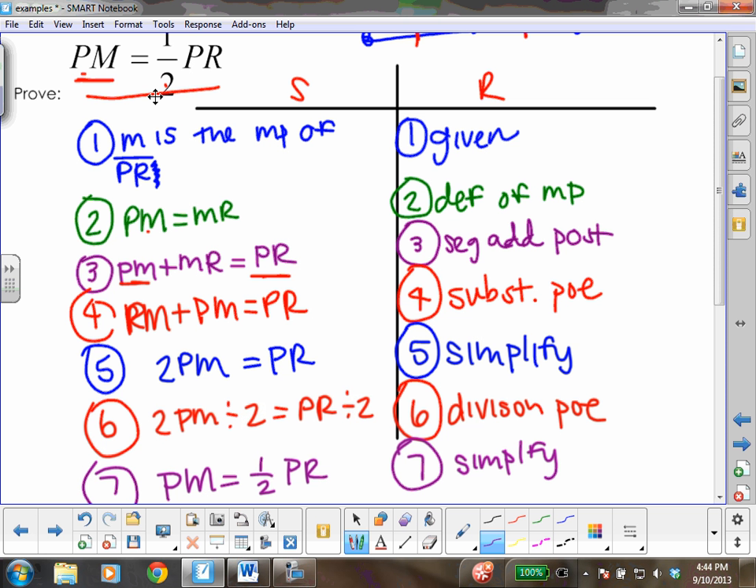Again, there are several other ways that we could have approached the same answer. And this is just one possible way to prove this situation.